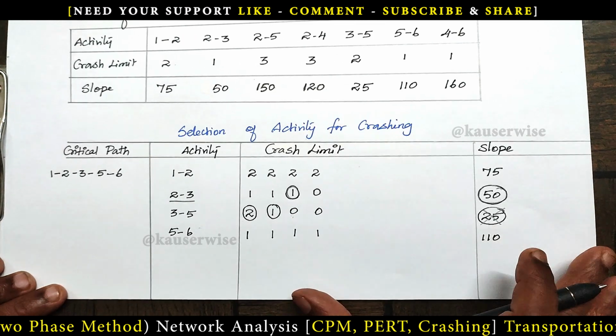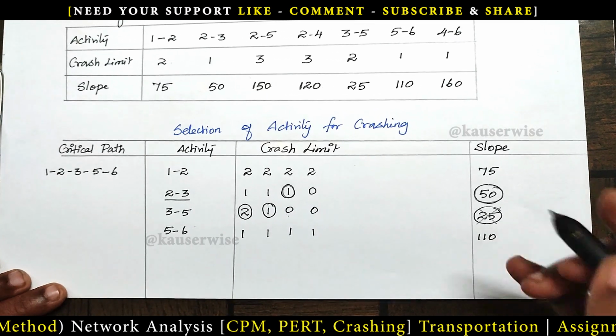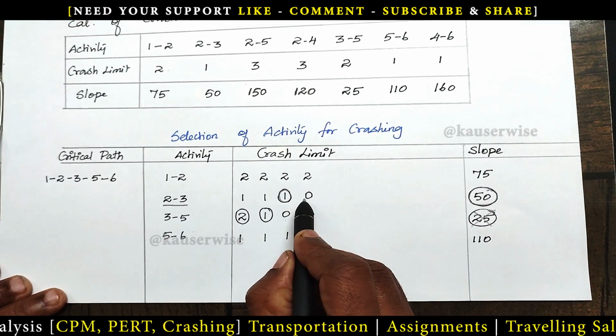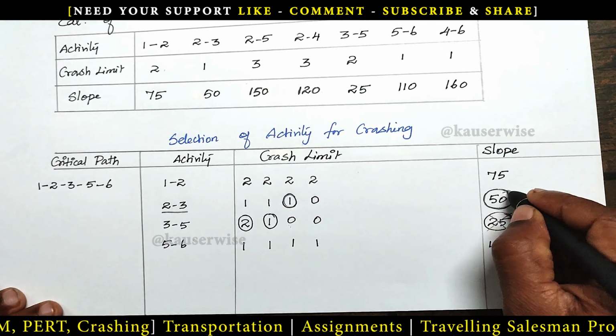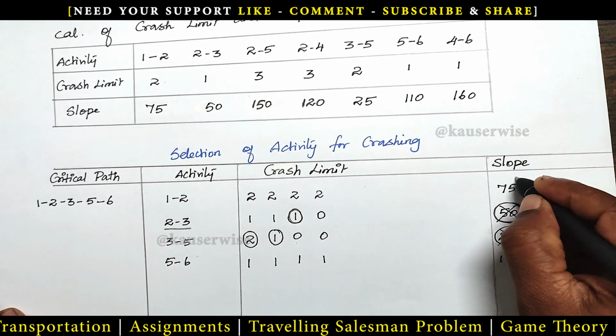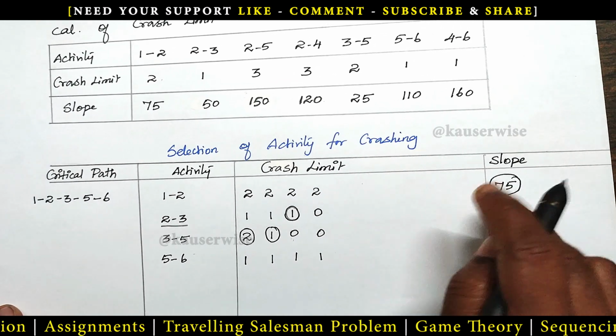See the table of selection of activity for crashing. Again find out the least cost. Okay. So for 50 nil, no crash limit is there. So strike out this. And what is the next least cost? 75 rupees. So I'm going to select this particular activity.